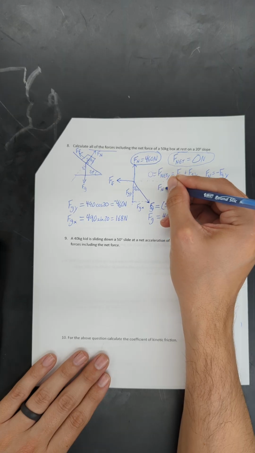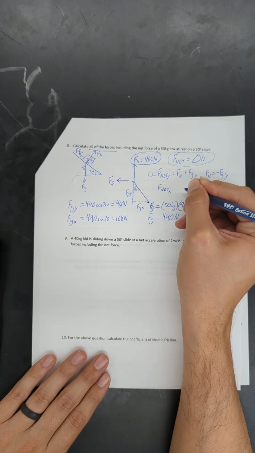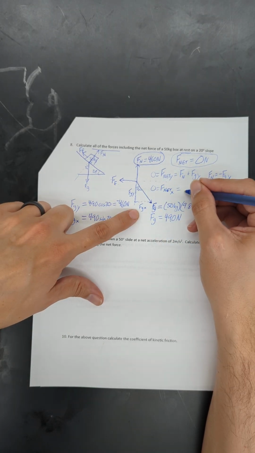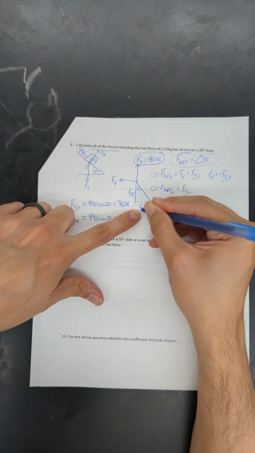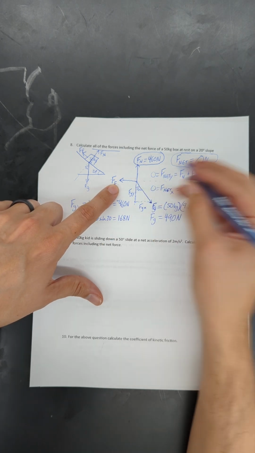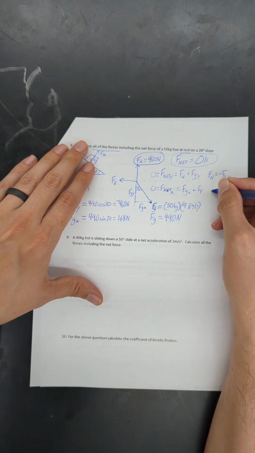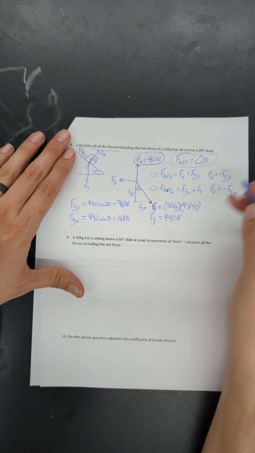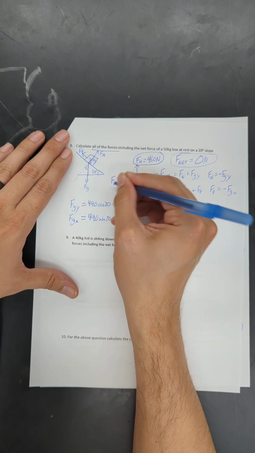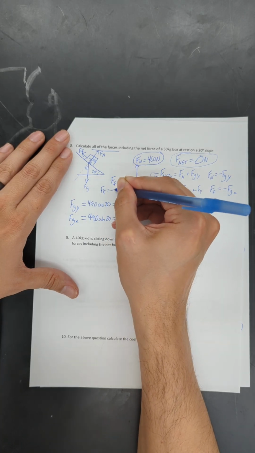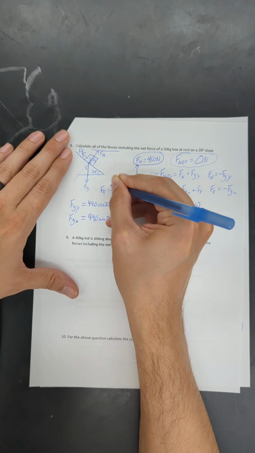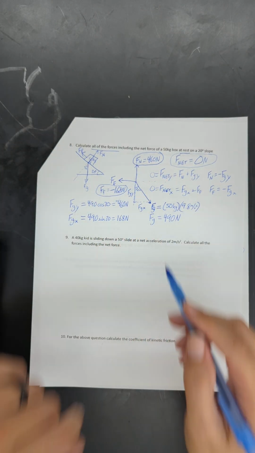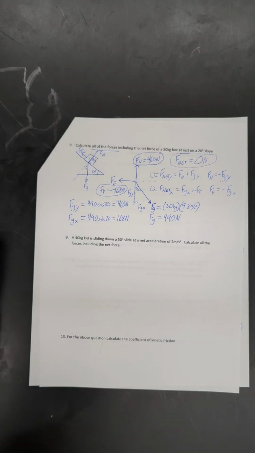That means the F net in your x direction equals 0, which would be FGX, a positive number, plus your friction, a negative number, or your friction equals negative FGX. So our friction then would equal negative 168 newtons. Don't worry too much about your signs. As long as you know your magnitude's 168 and your direction's in the backwards direction, then you got it.